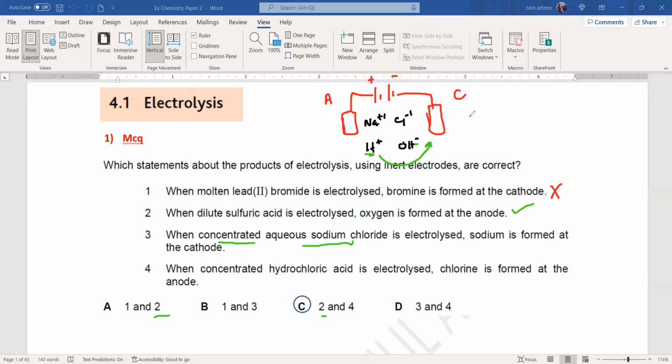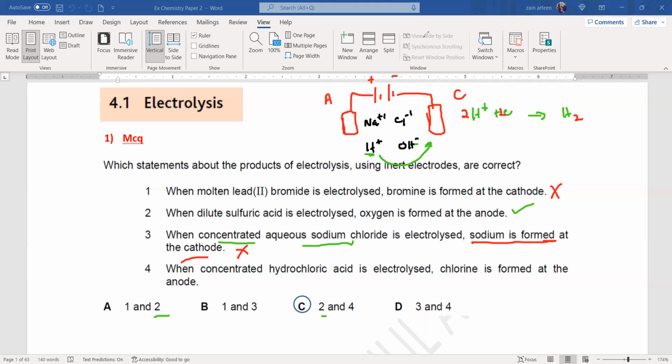When hydrogen ions are at the cathode, each takes 1 electron to become a hydrogen atom. Because hydrogen is a non-metal, 2 hydrogen ions take 2 electrons and form hydrogen gas. So what will be the observation? At the cathode, there should be bubbles. Here they are mentioning that sodium is formed at the cathode. That is wrong. Actually, hydrogen is formed at the cathode.